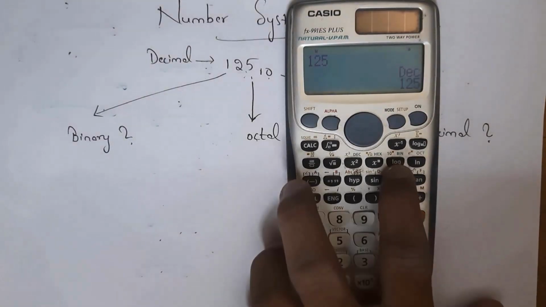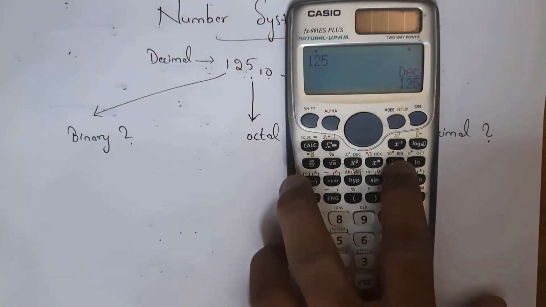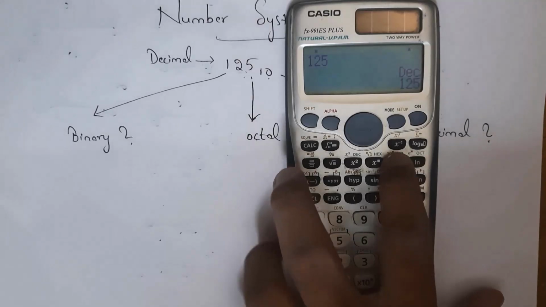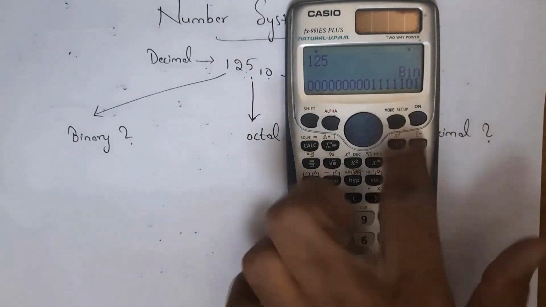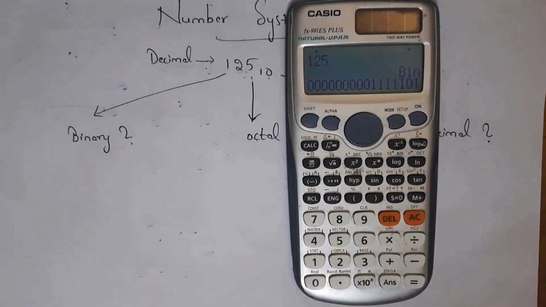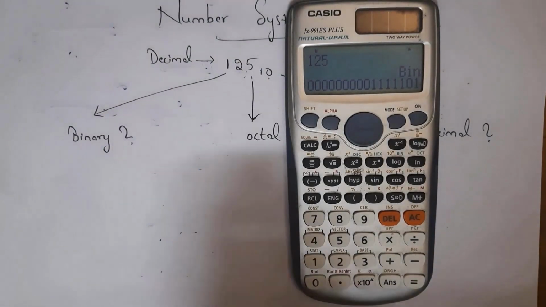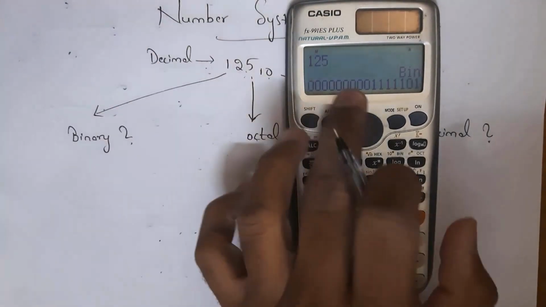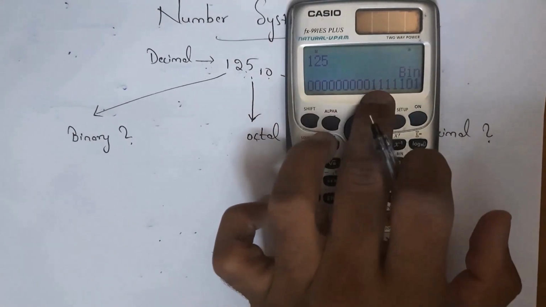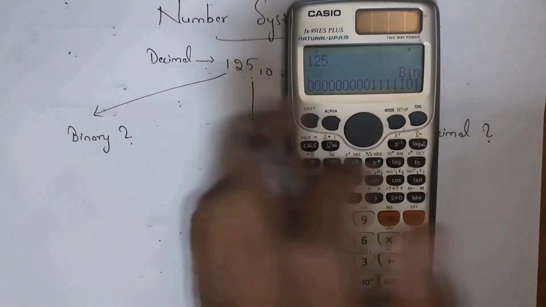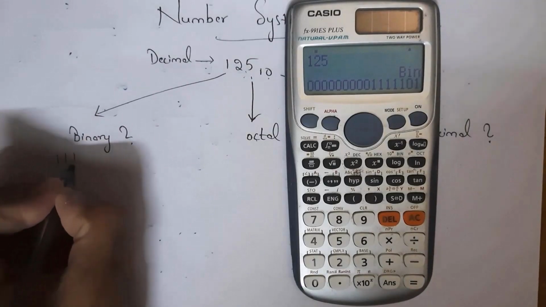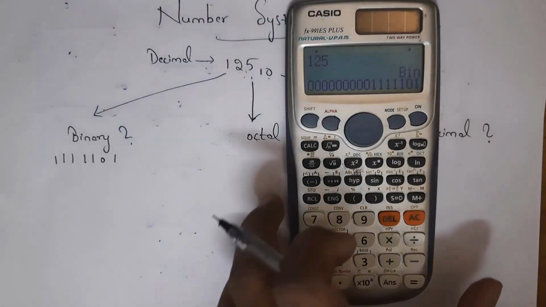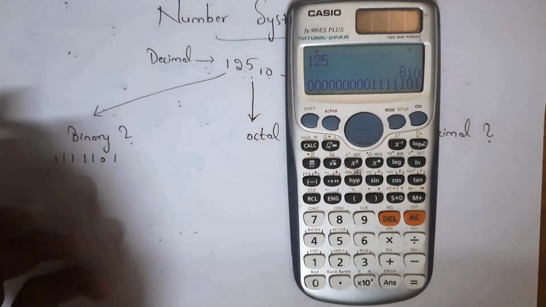Here you can see option binary, BIN. So click on it. So this is the result. This is how we convert decimal number into binary. So the answer is, don't count zeros, count from 1. 1 is from here now. So right here 1, 1, 1, 1, 1, 0, 1. If I convert this decimal number into binary, this is the result.